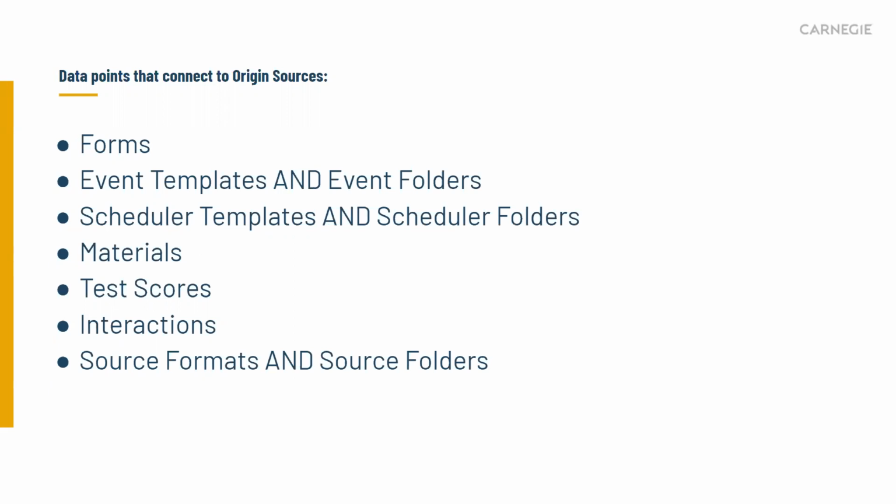Things that can create origin sources also include the structures that organize your instance. So in addition to templates for events and scheduler, you can also attach to folders. Similarly, for source formats, you can also use source folders.